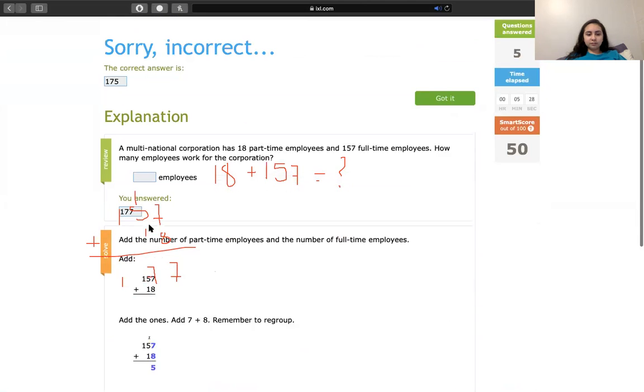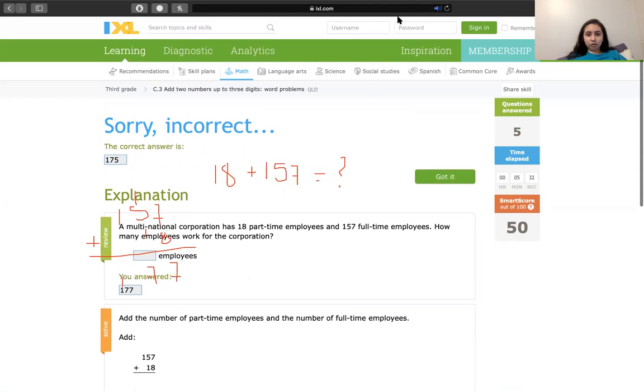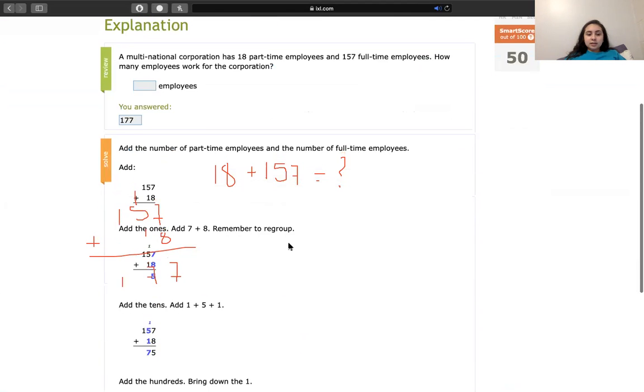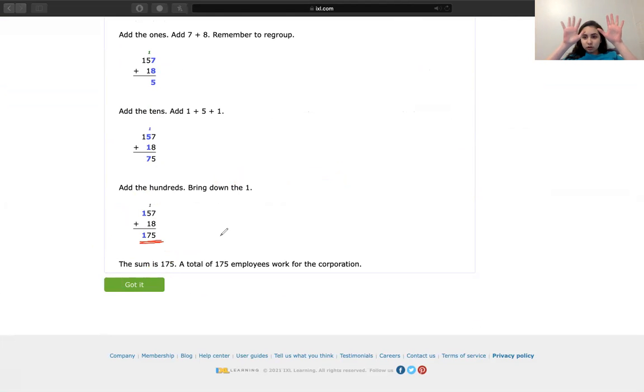I'm sorry, it's 15, not 17. So I added wrong. Mental math doesn't always work. But yes, I added wrong. The answer should have been 175. So you see here, 8, 7, 1, 2, 3, 4, 5, 6, 7, 15. Yes, my mental math doesn't always work, I'm sorry. But yes, 175. If you were doing it too and got it right, props to you.